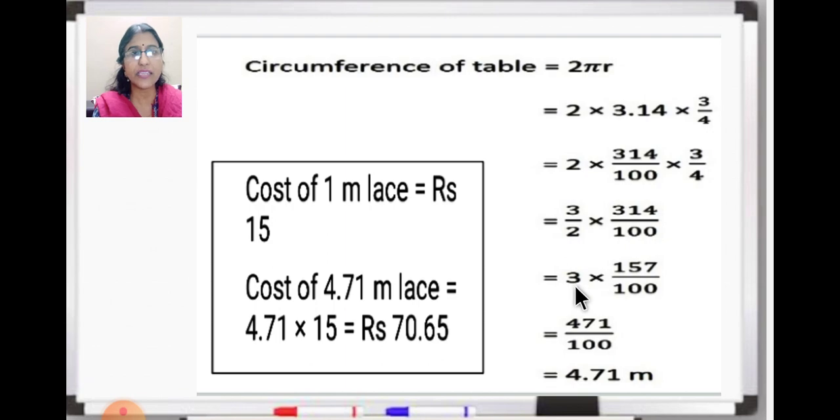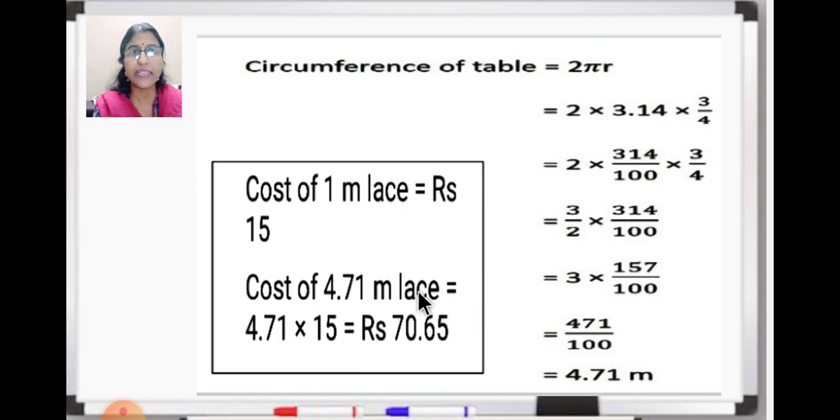So next step, children, you will get 3 multiplied by, if you want you can write 3 upon 1 into 157 upon 100. See, here 100 will come, and then we multiply 157 into 3 and we get 471 upon 100, and then you will convert it into decimal. So you will get 4.71 meter.